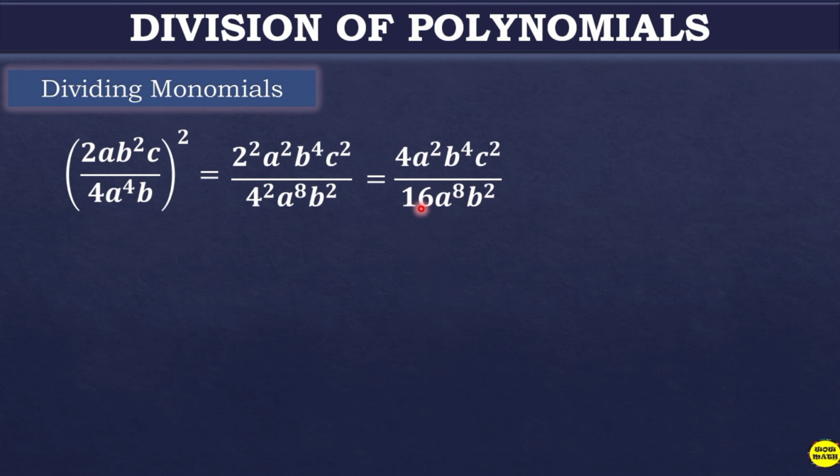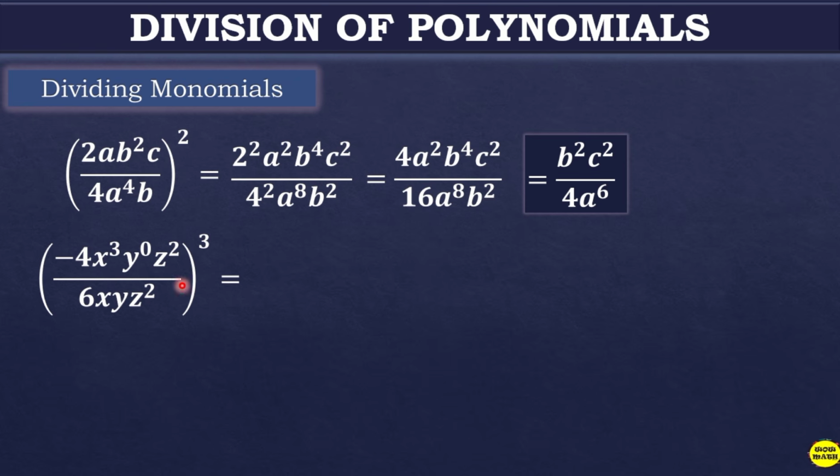So, 4 over 16, pwede mo siya i-divide by 4. So, 4 divide 4, that is 1. Di na po natin kailangan ilagay. And then, 16 divide 4, that is 4. Now, yung a natin, 8 minus 2, that is a raised to 6, sa denominator kasi mas mataas ito. For our b, 4 minus 2, that is b squared. And then yung c natin, walang c sa denominator, so copy lang. Okay, so therefore, this is our final answer.